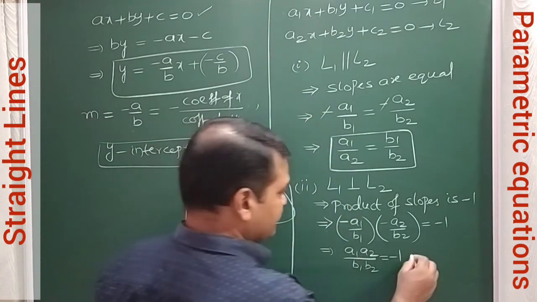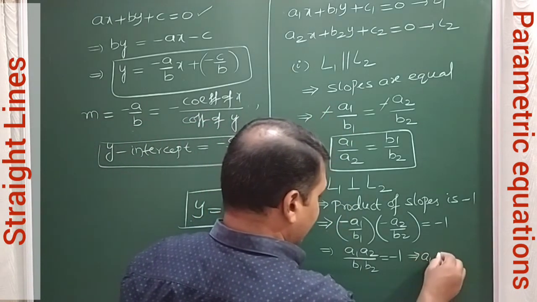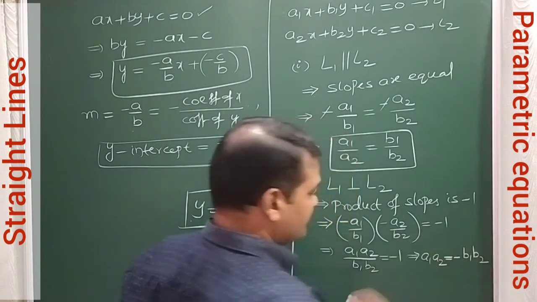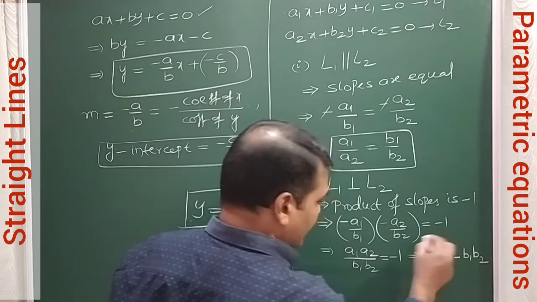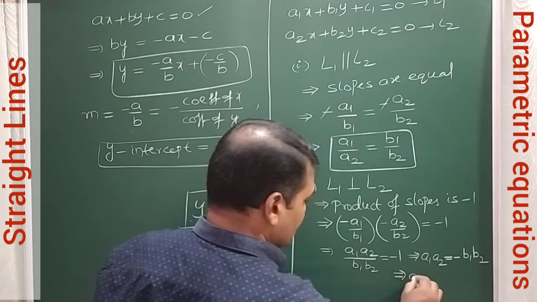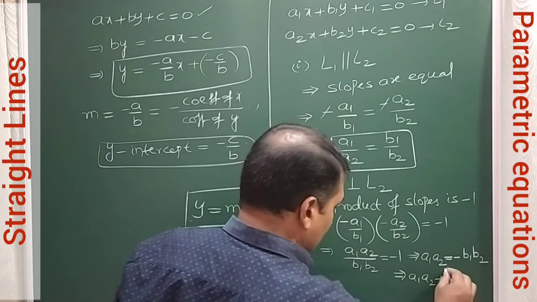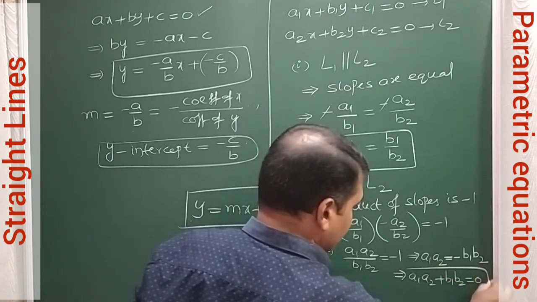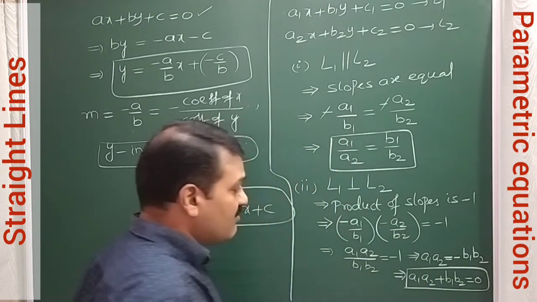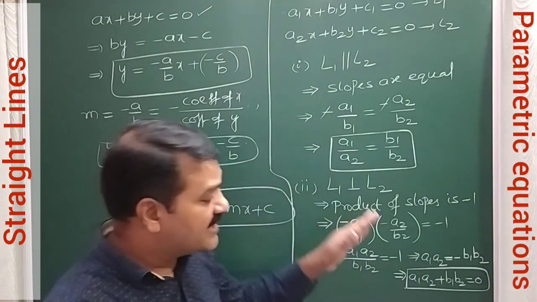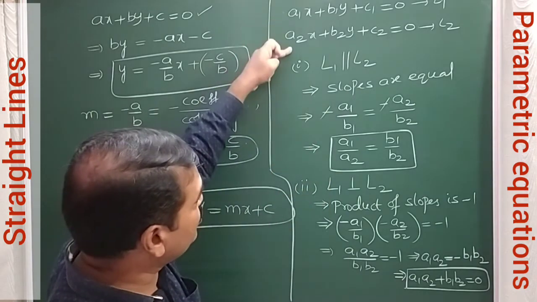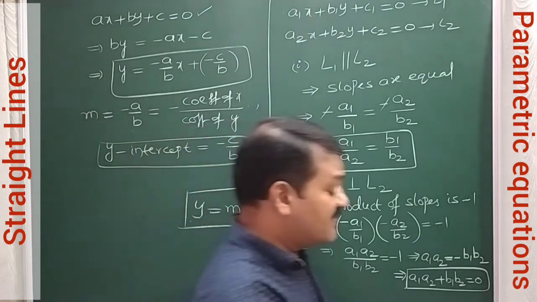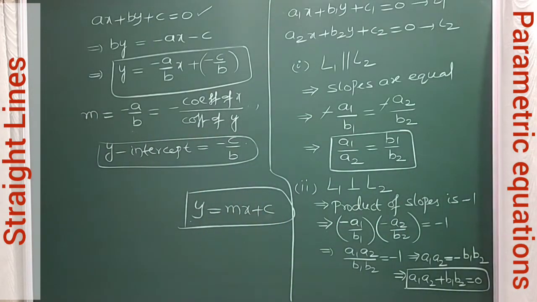Cross multiply. You will get a1 a2 is equal to minus b1 b2. Write this b1 b2 on the LHS side. So a1 a2 plus b1 b2 is equal to 0. So this is the condition when the lines are perpendicular to each other: a1 a2 plus b1 b2 must be equal to 0. So this is the condition for two lines to be perpendicular.